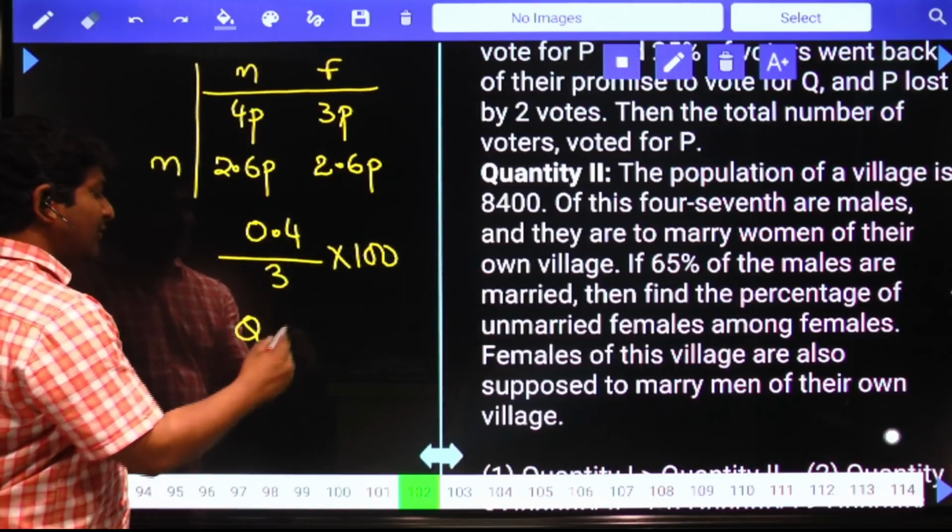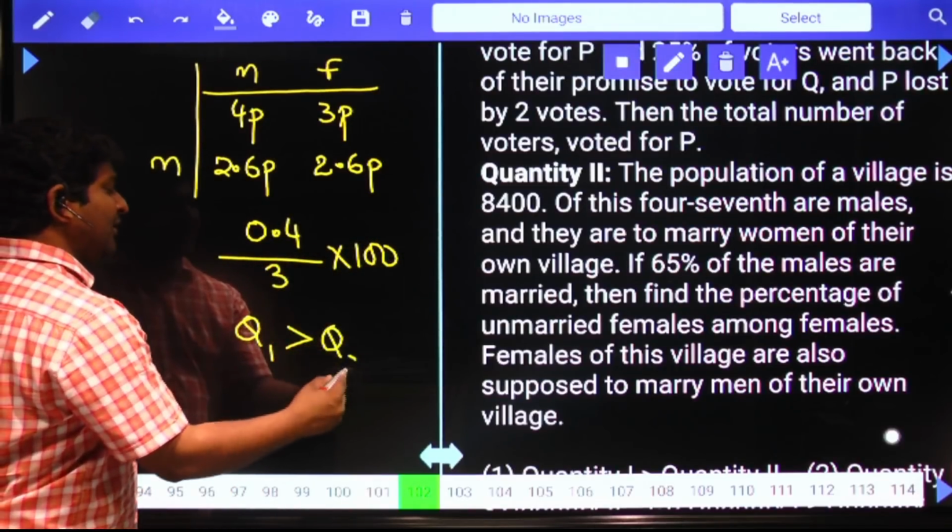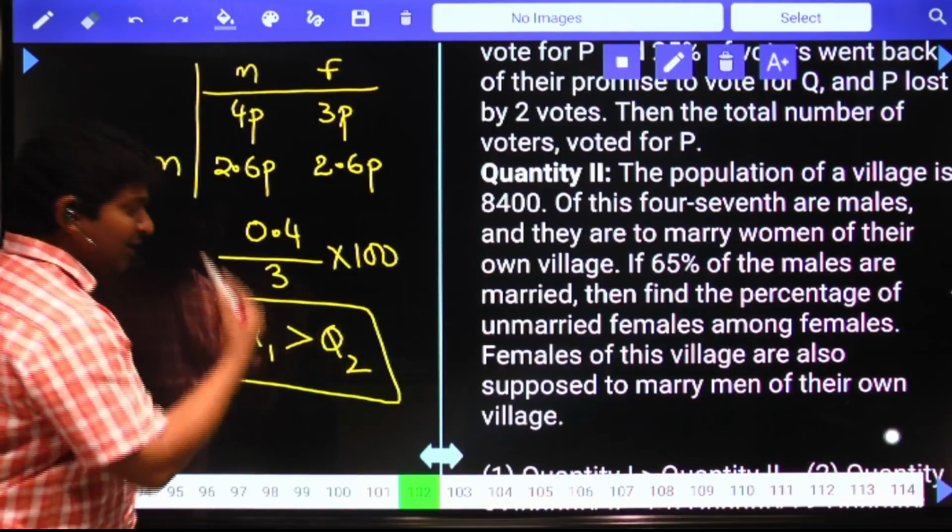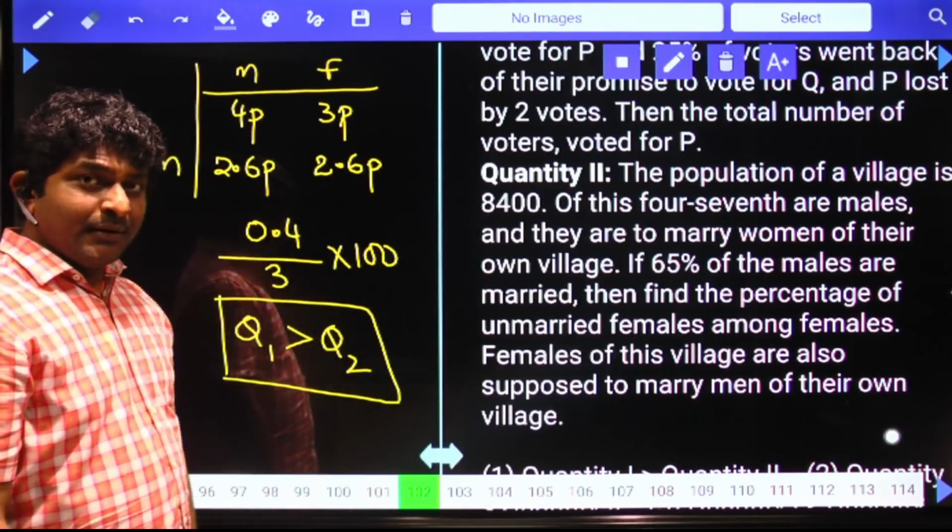Hence we can conclude Q1 is much more than Q2. Q1 is much more than Q2. That's what we can conclude. I hope you understand this.